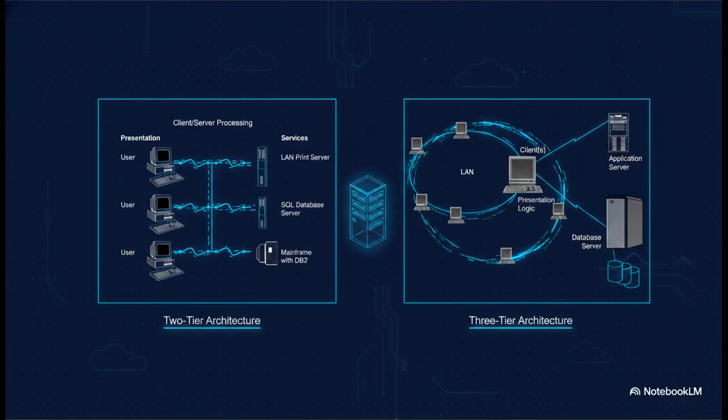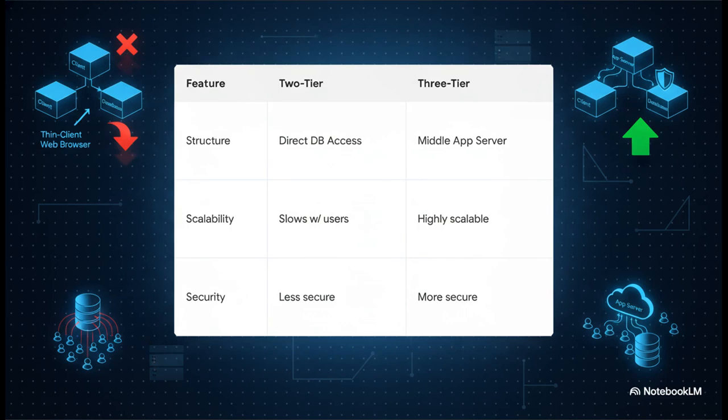But on the right, we see the highly scalable 3-tier or multi-tier model. Here, an application server sits right in the middle, completely separating the client's presentation logic from the database's data management services. Now, while the 2-tier setup is super straightforward to build for small, simple projects, enterprise environments overwhelmingly rely on the 3-tier model.